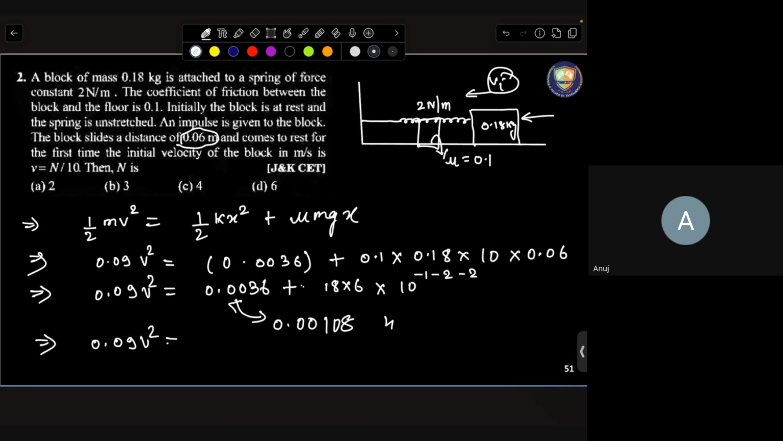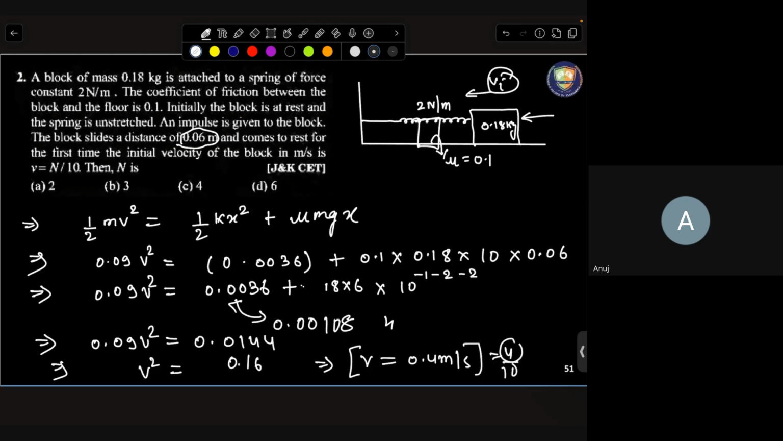0.09. v square is 0.0144. So basically what we are getting is v square as 9 by 16 into 9, so it is 0.16. Basically v is 0.4 meter per second. Correct? Now they are asking v in terms of n by 10, so 4 by 10. So 4 is the answer. A bit calculative, but simple.